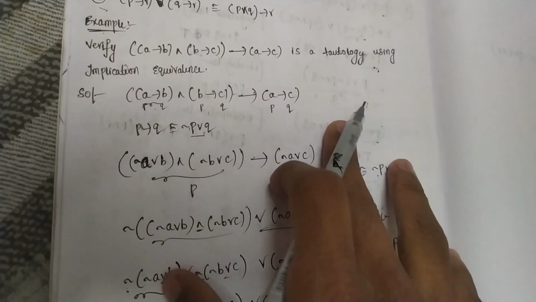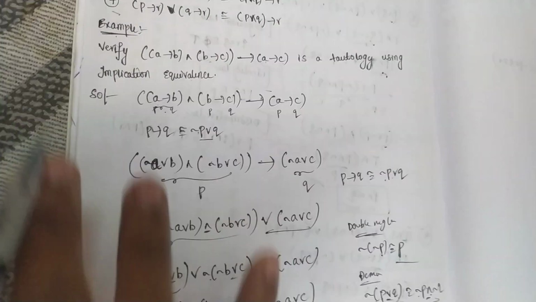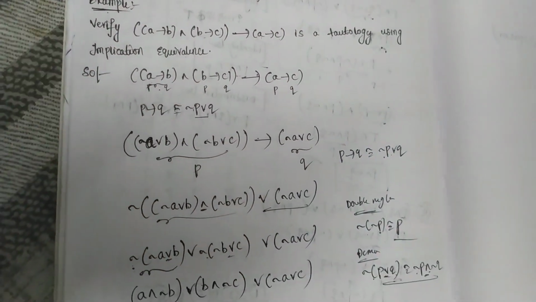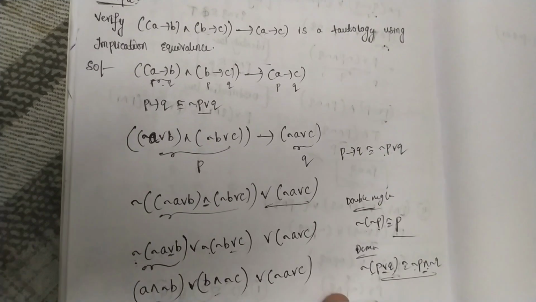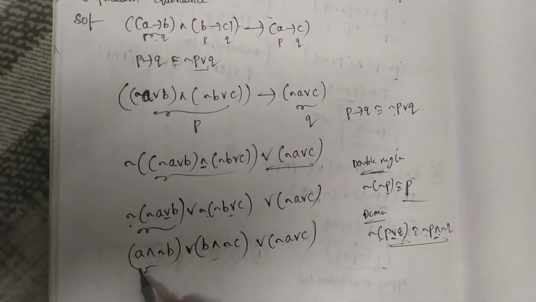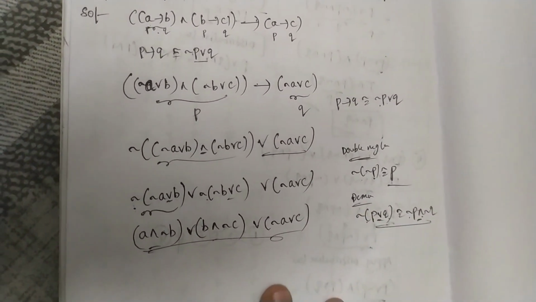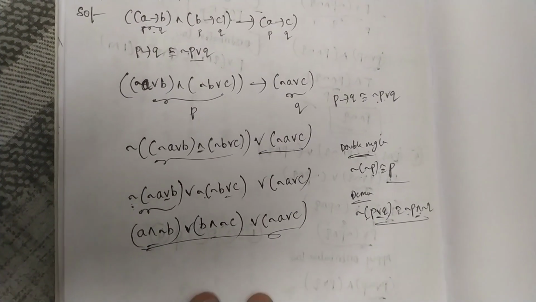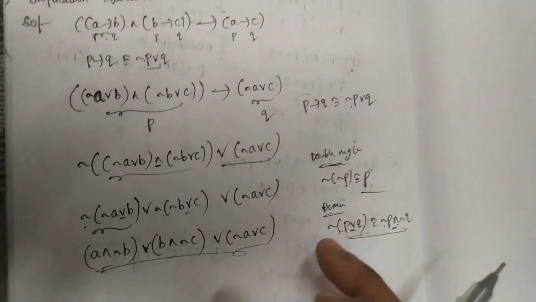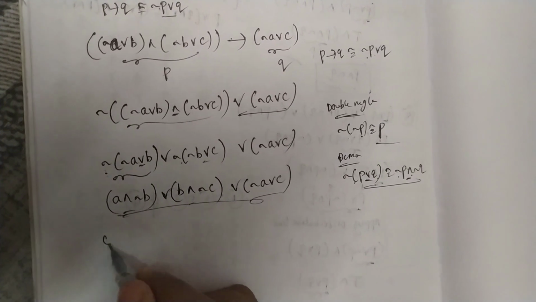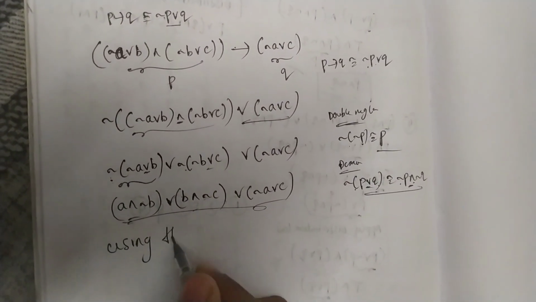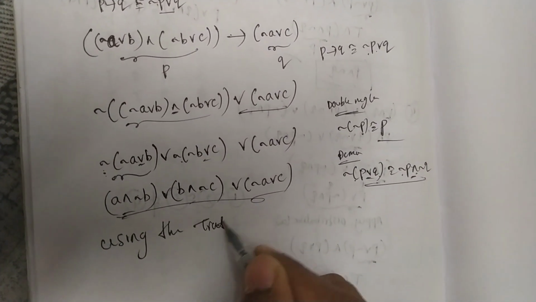So we know that if implications are there in the compound statement, we have to change them into and, or, negation form. Here we have changed this one and this one. From here we have to use the truth table.